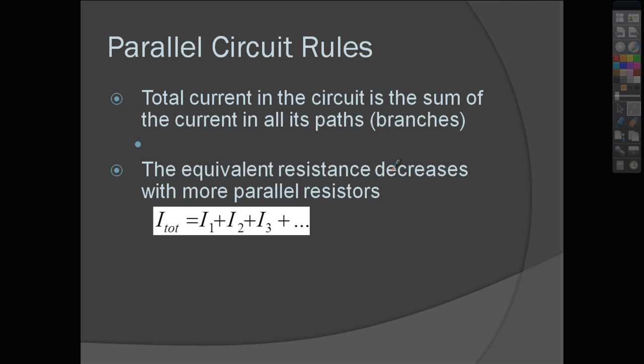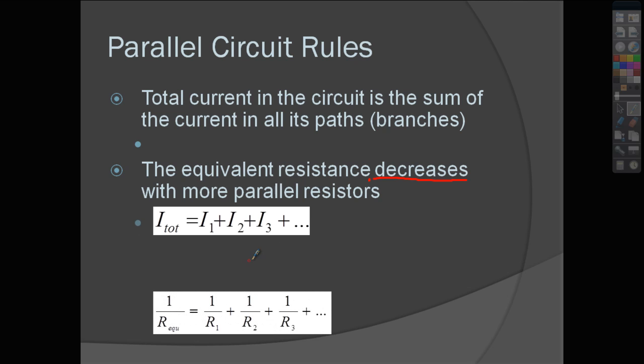The equivalent resistance decreases with more parallel resistors. So the more resistors you add, the resistance actually goes down. And we'll talk about why that is in a second. Like I said, this box should be here, this box should be here. I think it's correct on your notes though.